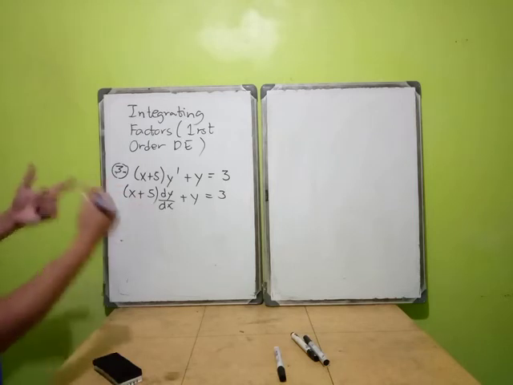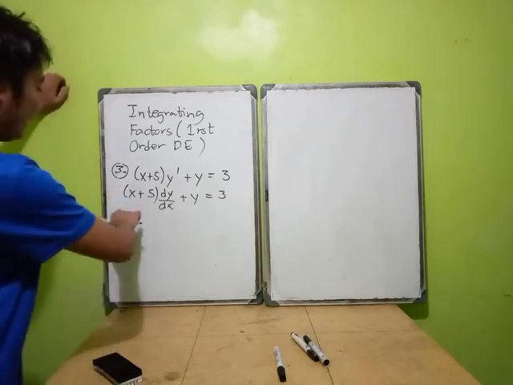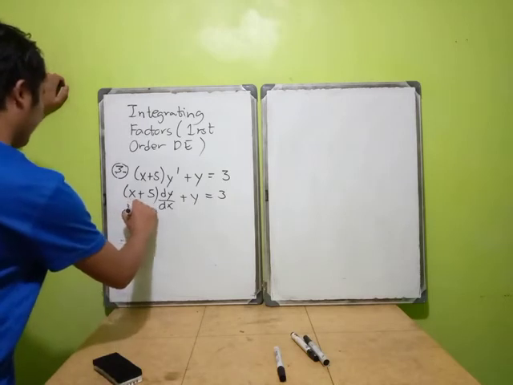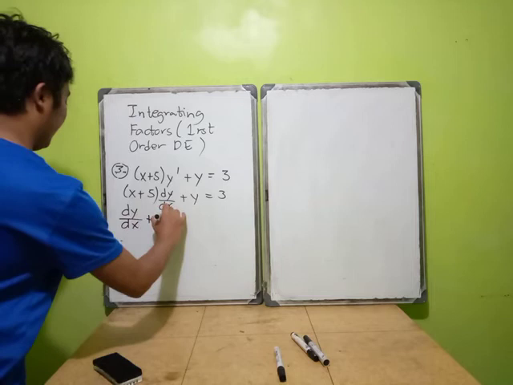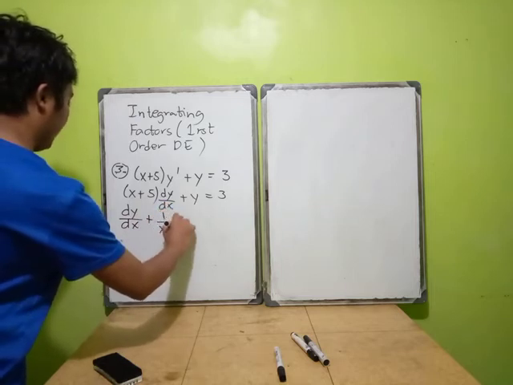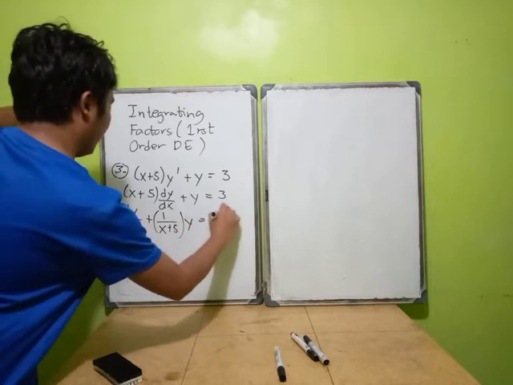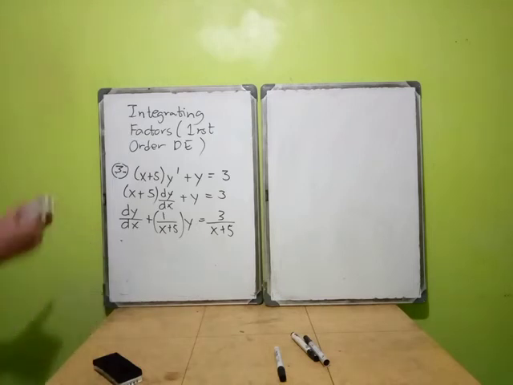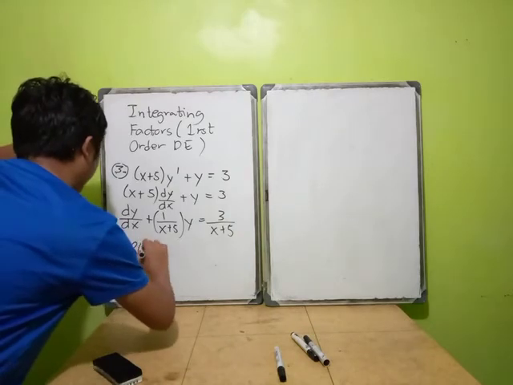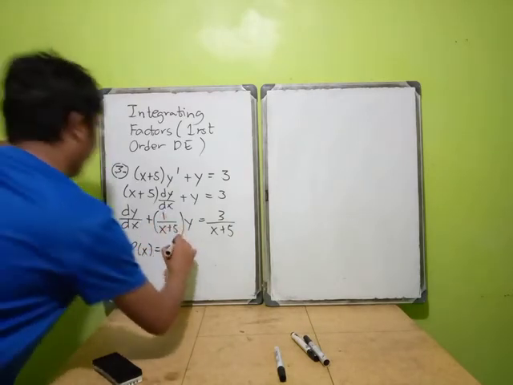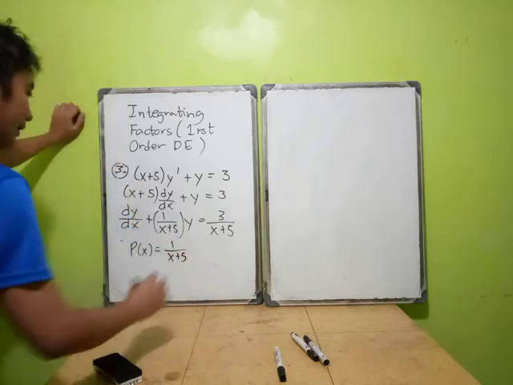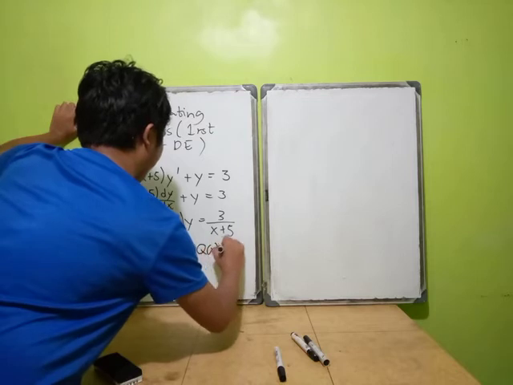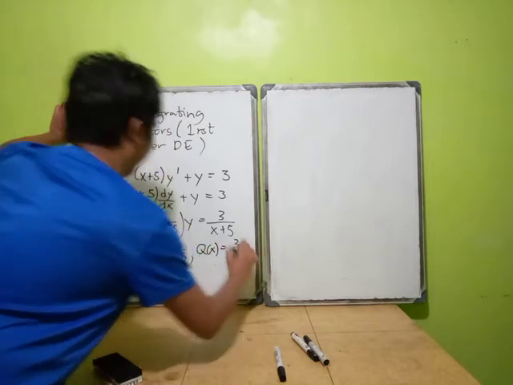Okay, so what you should do is to divide all of this by x plus 5. So magiging ganito siya. Ayan. So, ano nakikita nyo? So, ma-applyan pa rin natin siya ng integrating factor. First order differential equation. Okay? So, ang px natin dito is obviously ito, 1 over x plus 5. And then, yung qx natin is 3 over x plus 5.